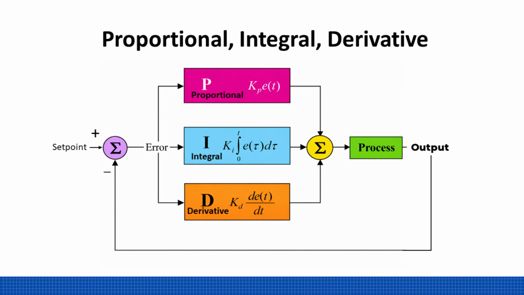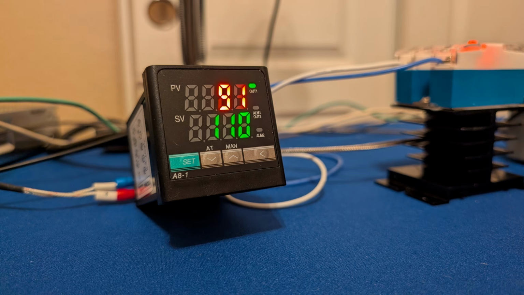PID stands for proportional, integral, and derivative. These three control actions work together to reduce the difference between the set point and the actual process value. In this video, we're not going to worry about the math or formulas behind it. What really matters is understanding what each part actually does in the system. Most modern PID controllers, whether they're standalone controllers or PID loops programmed in a PLC, can auto-tune themselves, which means they automatically determine the best P, I, and D settings for the process.